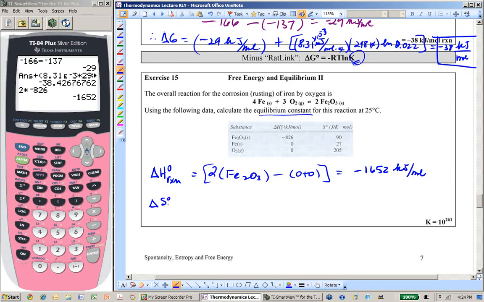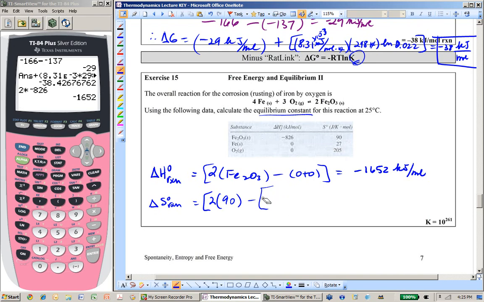Delta S naught of the reaction. Shucks, going to have to use all the numbers on this one because those elements values are not 0 because they have electrons buzzing around, so they are not at 0 Kelvin either, so they definitely don't have 0 entropy values. So I'm going to take my 2 times my delta S. Remember, this will also be in joules, not kilojoules as well. And I get 90 minus 3 times oxygen's value.